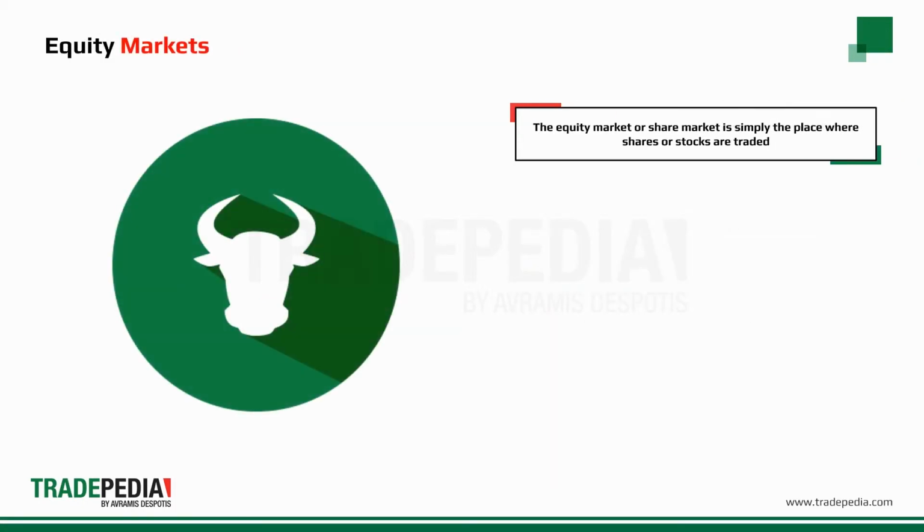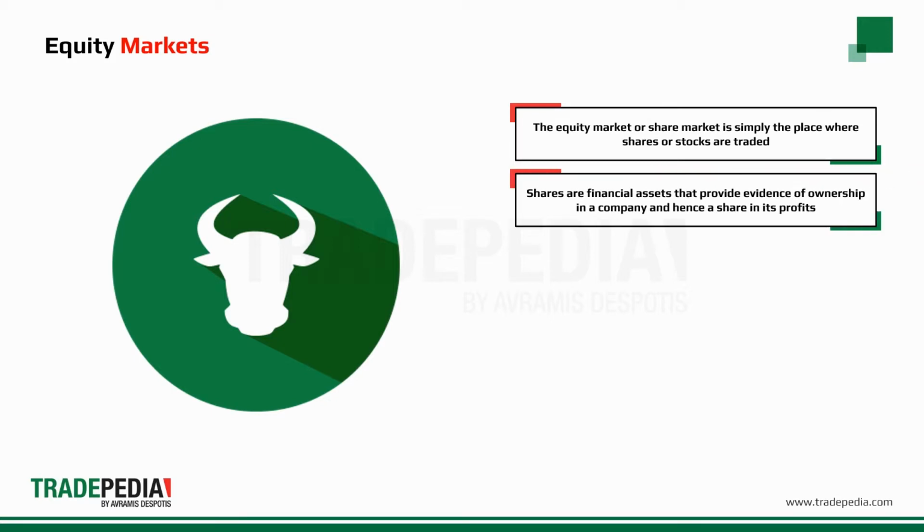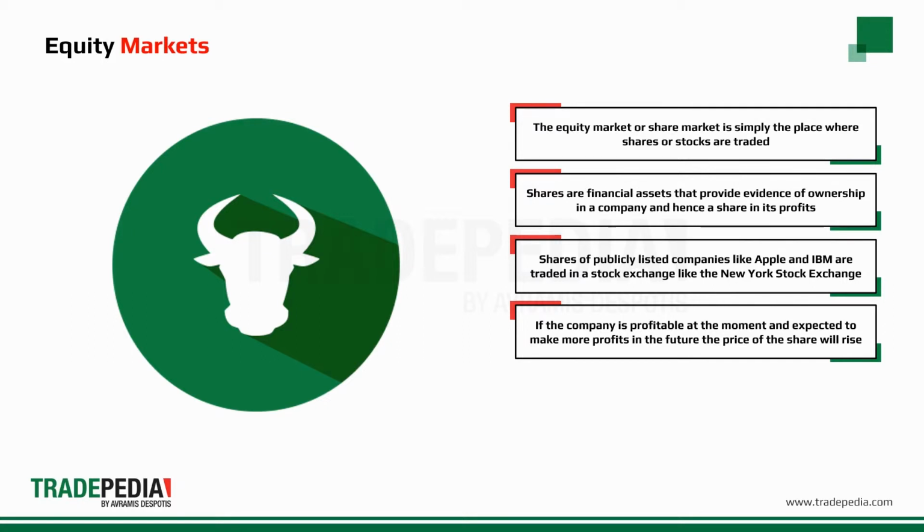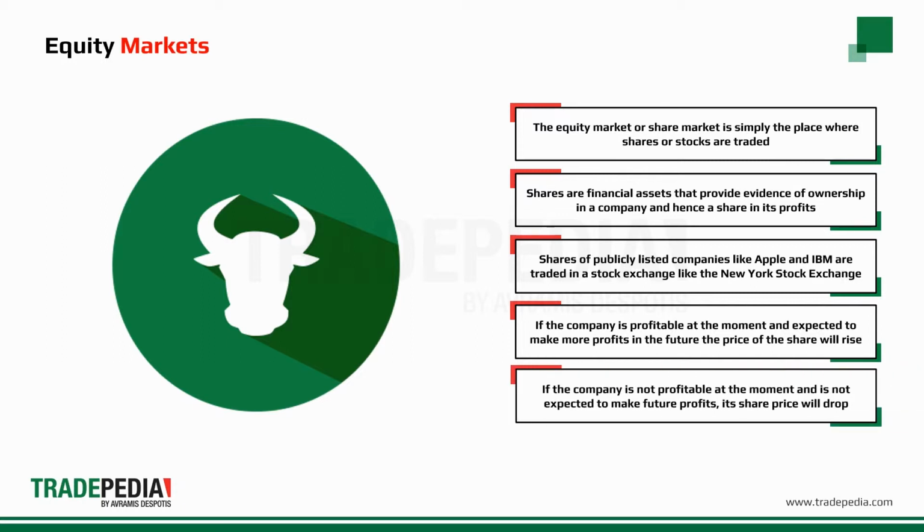The equity market or share market is simply the place where shares or stocks are traded. As their name implies, shares are financial assets that provide evidence of ownership in a company and hence a share in its profits. Shares of publicly listed companies like Apple and IBM are traded in a stock exchange like the New York Stock Exchange. If the company is profitable at the moment and expected to make more profits in the future, the price of the share will rise as more people will want to own part of this company. If the company is not profitable at the moment and is not expected to make future profits, its share price will drop as people will not want to own that company but will prefer another.